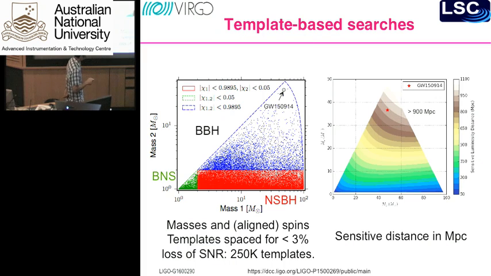Over here, this shows how sensitive we are in megaparsecs. For the first event that we found, we would have been sensitive to it at more than 900 megaparsecs. We still could have seen it in the data. And it turned out to be more like 400 megaparsecs away, so it was well and easily seen. That's why you can see it in the time series.